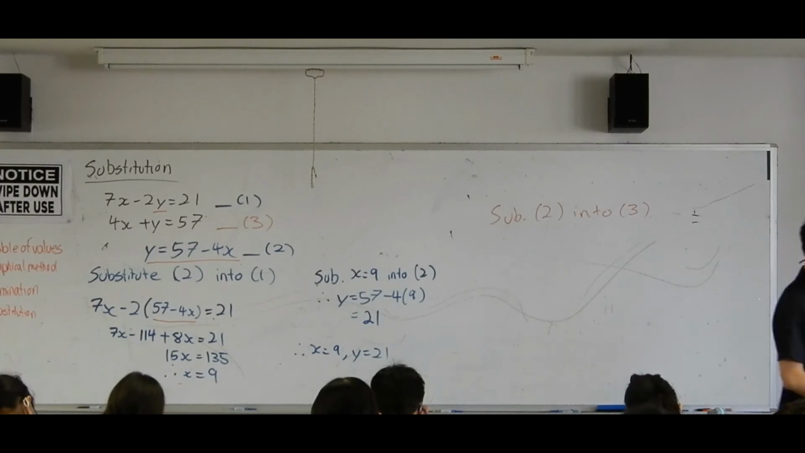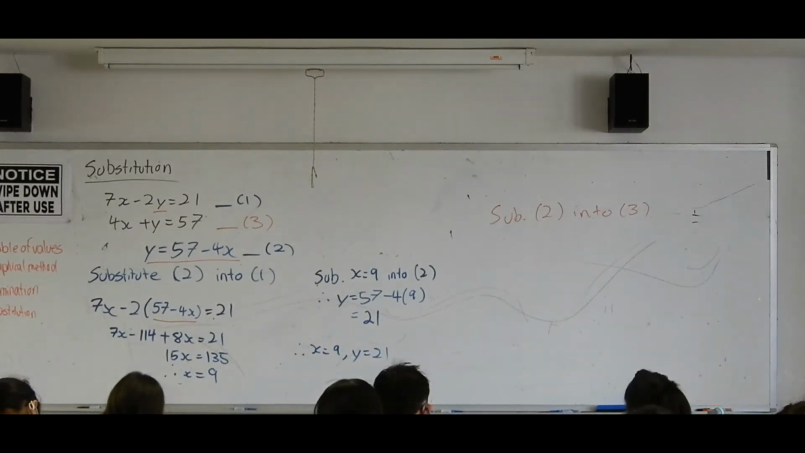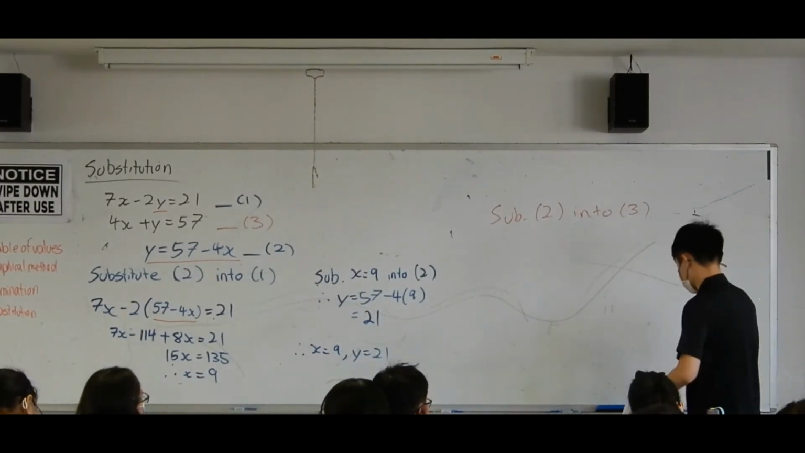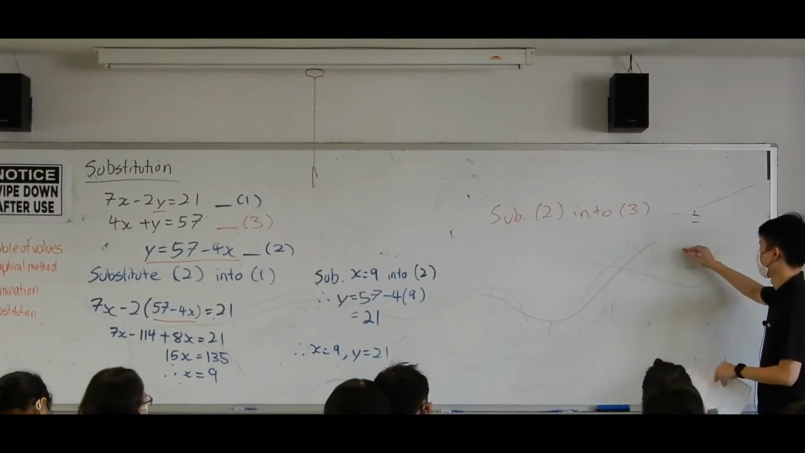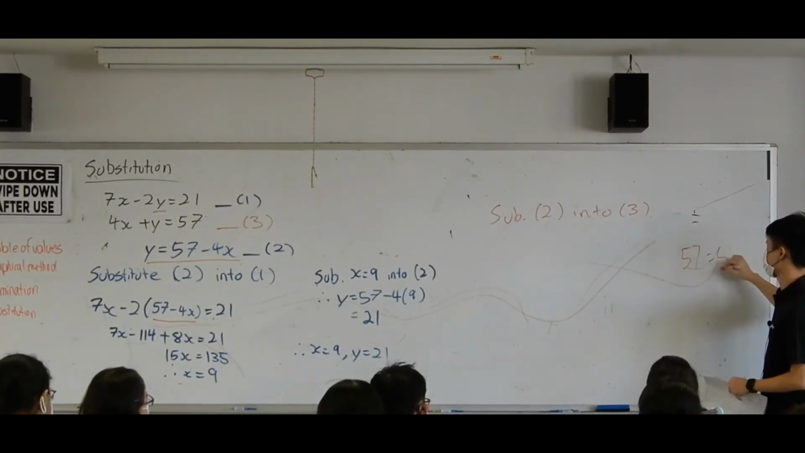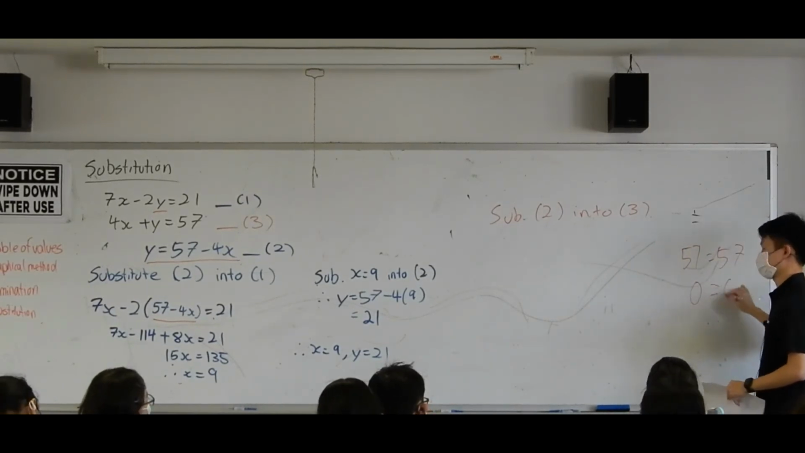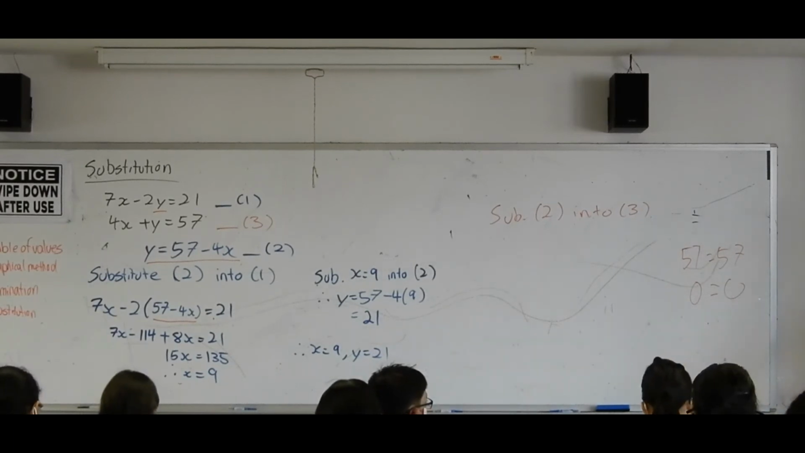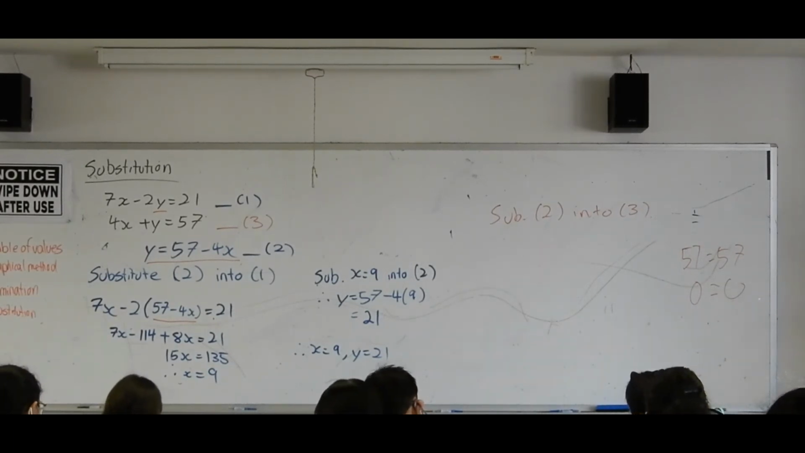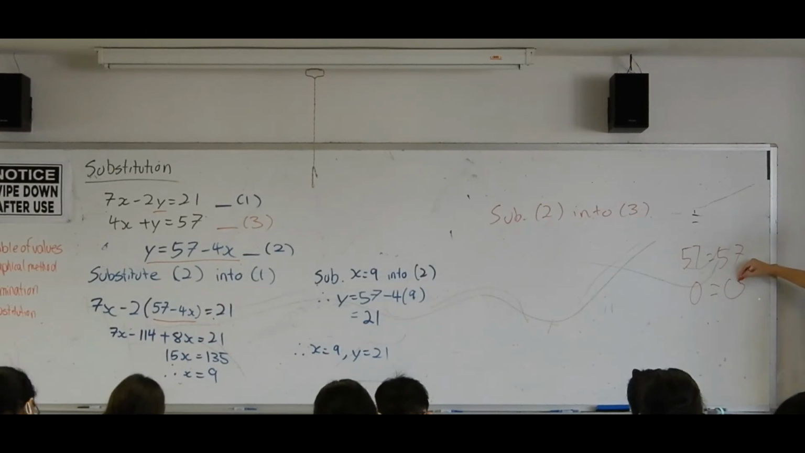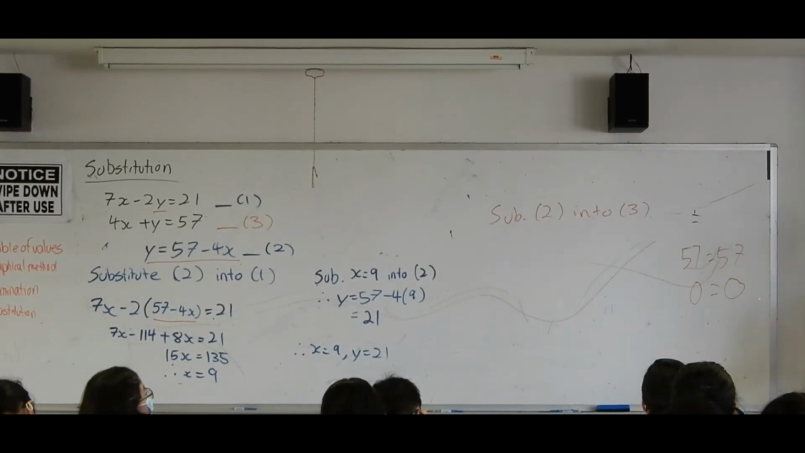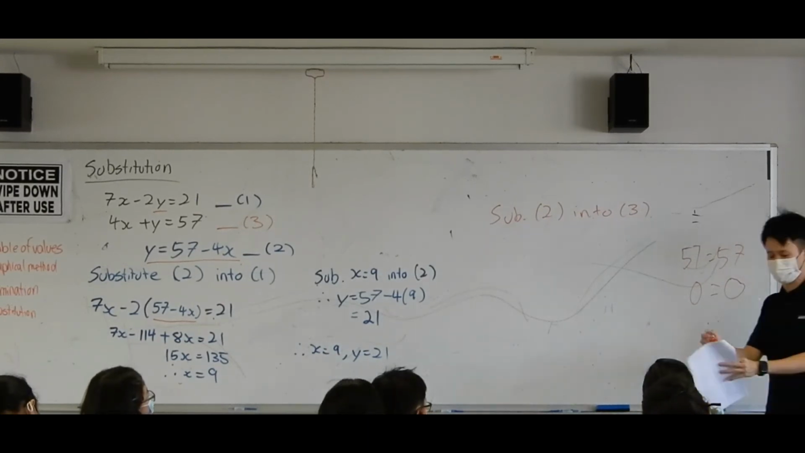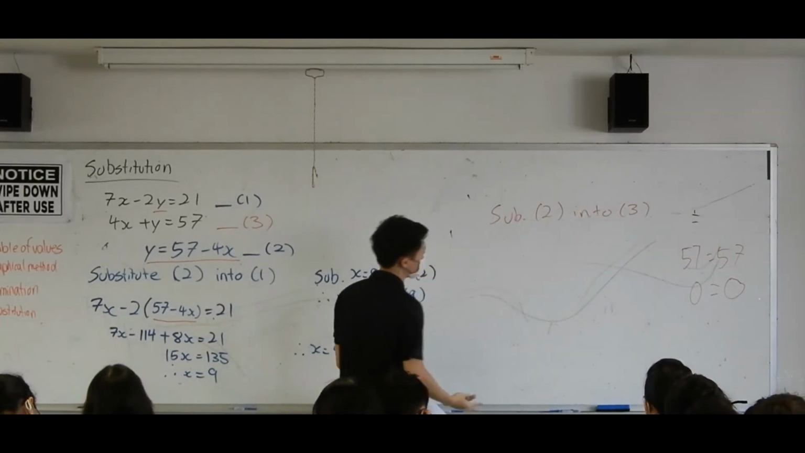Okay, so from what I see, most of you are getting either 57 equals to 57, right? Or sometimes you also might get 0 equals to 0. It's correct. It's not wrong. It is correct. If you are getting this, right, it means that you are doing it correctly. You are doing your algebra manipulation correctly. But it does not help us.